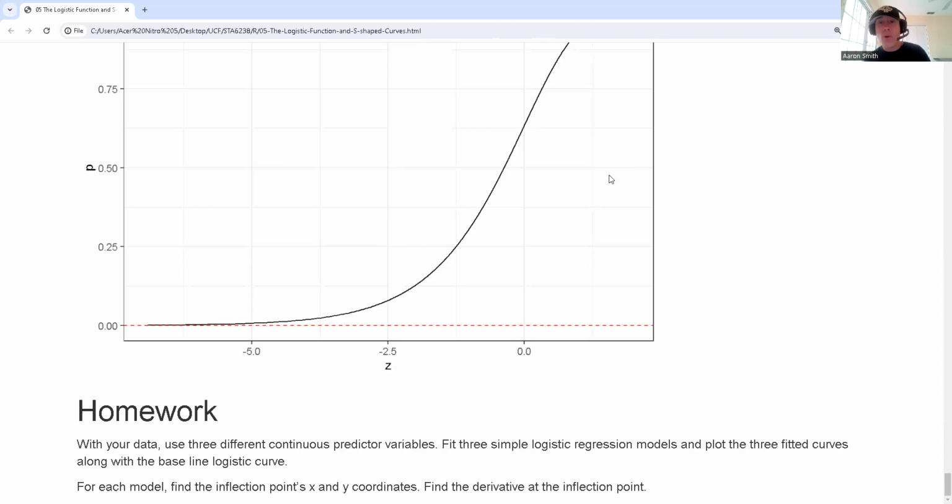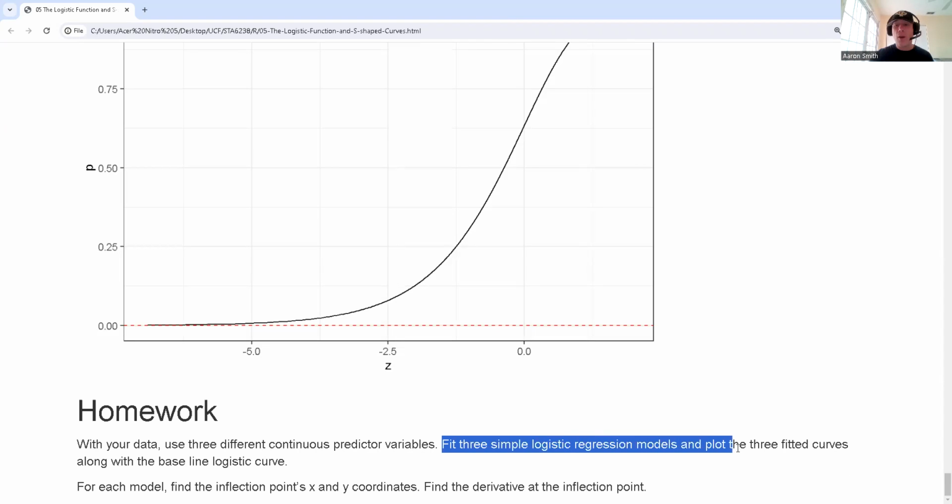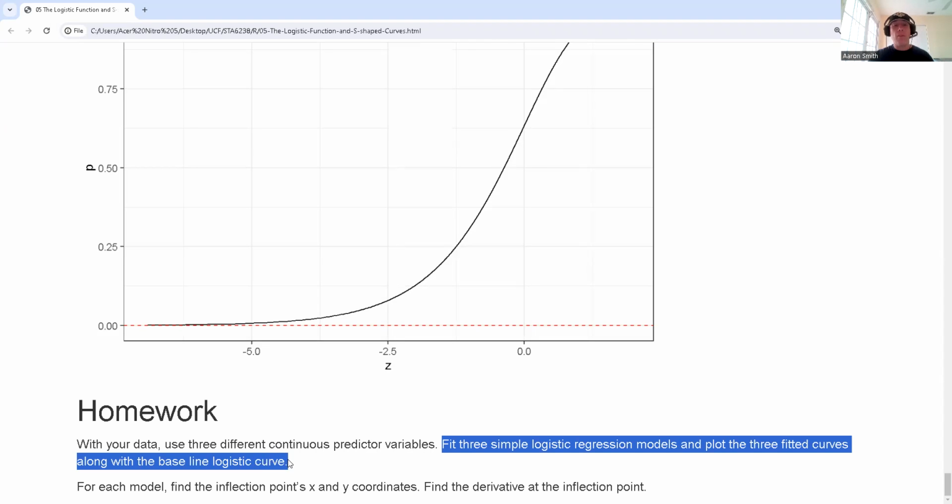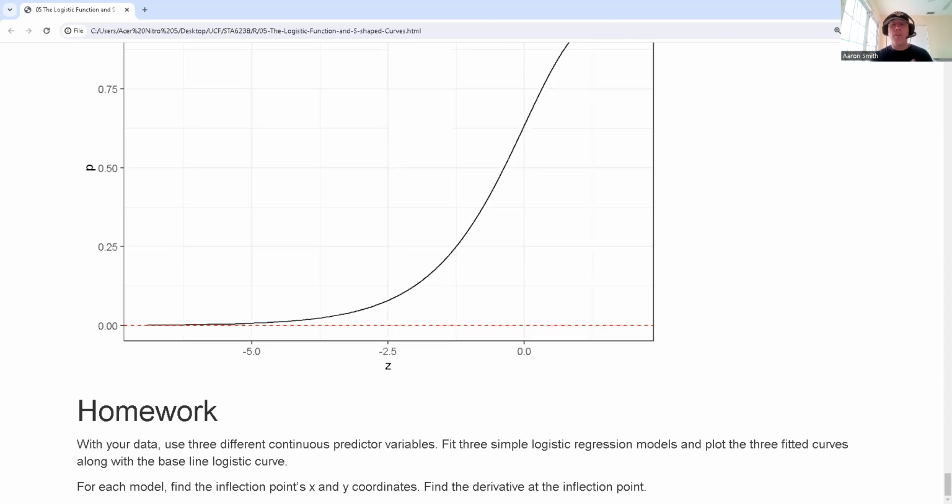All right, so for your homework, go out and just fit some logistic regression models. I want you to use 3 different continuous predictor variables, fit 3 simple logistic regression models, and plot the 3 curves along with the baseline logistic curve, and just see what they look like. So I'm going to take variable 1, variable 2, variable 3, fit 3 simple logistic regression models, one for each predictor variable, and then plot those along with the baseline logistic curve and look at them. And that's your homework assignment.